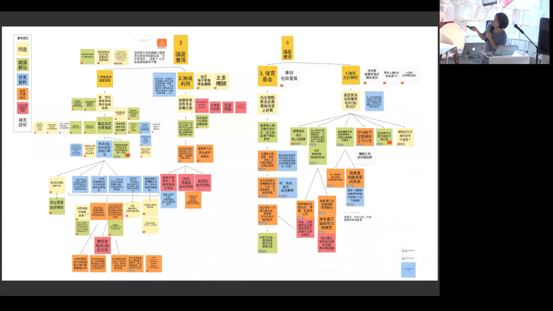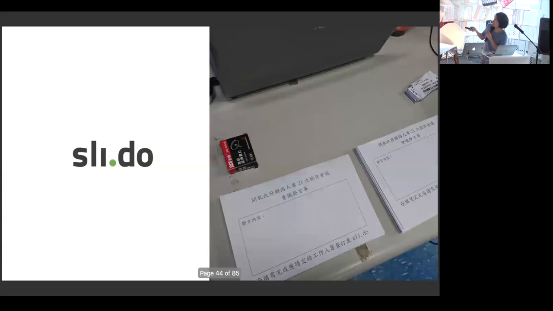So this is how the mind mapping would look. This is the sheet on which they were able to make their statements and hand it over to the facilitators. So both analog and digital versions of having a say.